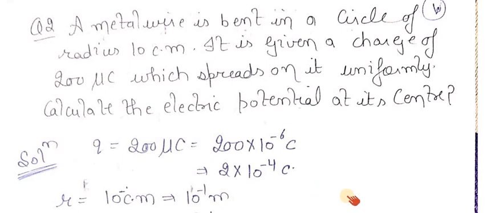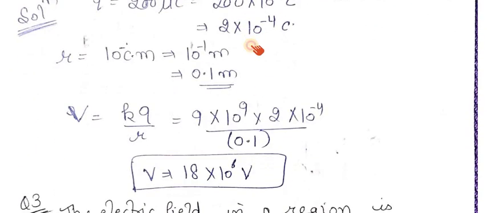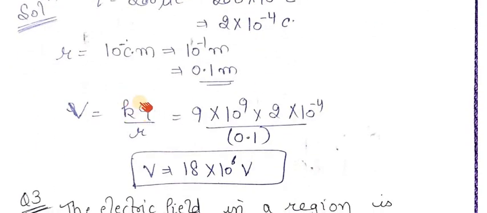Potential is basically kq by r. Just put down the value of q and r, you will get the value of potential, right? So V is equal to kq by r. K's value is 9 into 10⁹, q's value is 2 into 10⁻⁴, r's value is 0.1. You will get the potential expression.